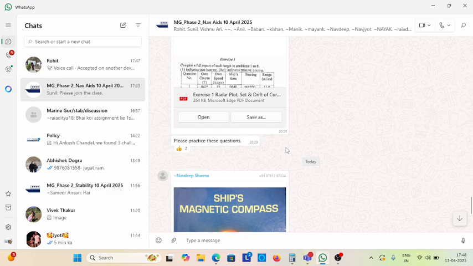Got it, sir. So in all the cases, we have to keep our ship fixed at the center, and then using the relative line of approach, we have to figure out whether it's on the port or starboard side. That's correct, beta. That's right. Okay, thank you, sir.